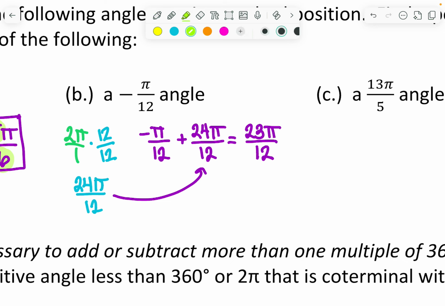And then again, do a double check. 23 divided by 12 is going to be 1 and some extra. So it is less than 2, which means we're good. That is our coterminal angle.